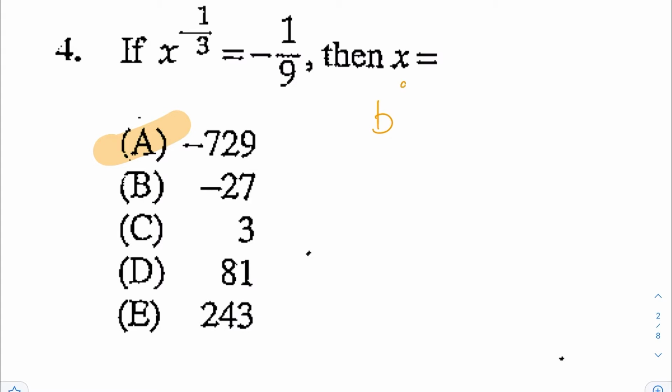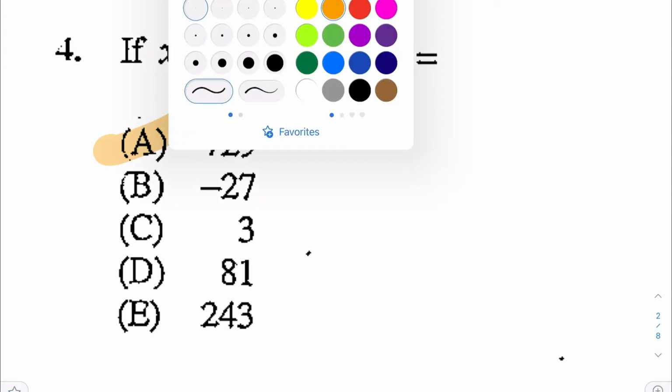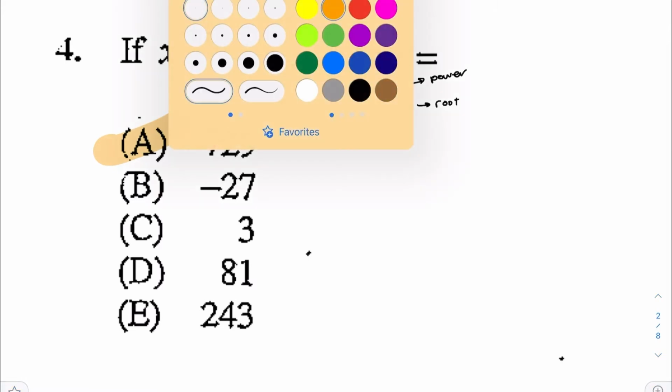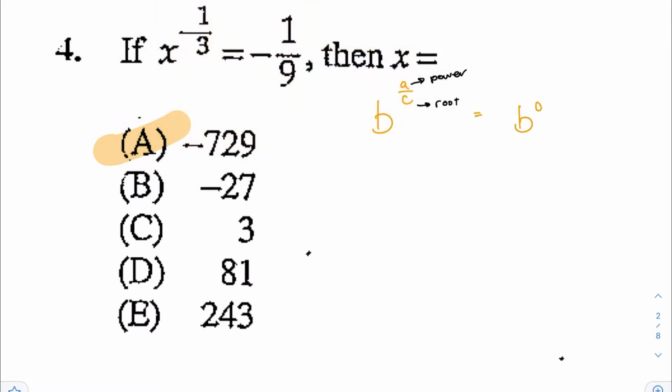If you have a base b raised to the a over c power, the numerator a represents a power, and the c represents a root. So this is equal to b to the a power to the c root, or the c root of b raised to the a power.